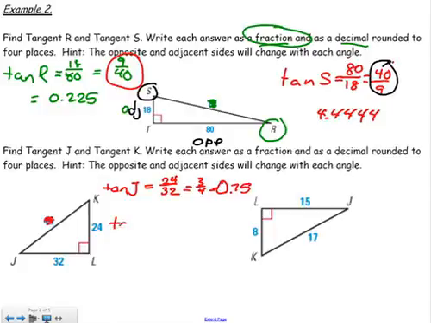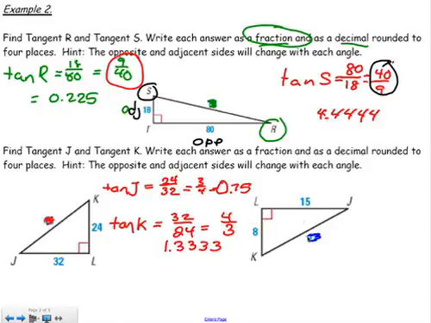Secondly, we'll look at the tangent of K. The tangent of K is simply going to be the reciprocal of this, so 32 over 24, which simplifies down to 4/3, or as a decimal, this gives us 1.3333. Lastly, we'll look at this other triangle over here.